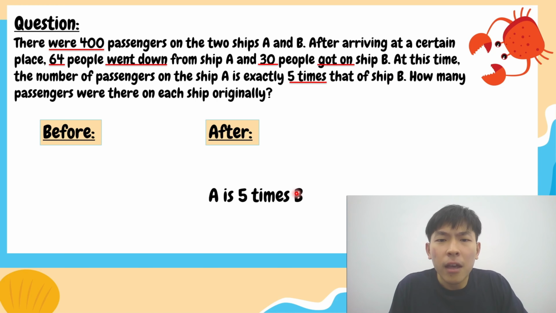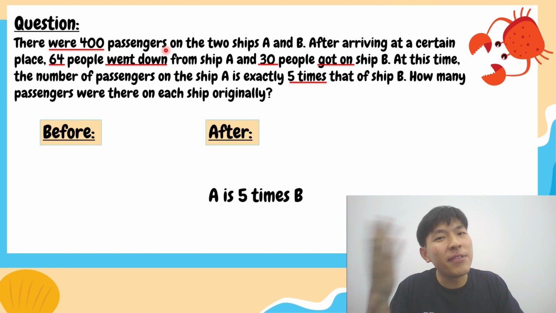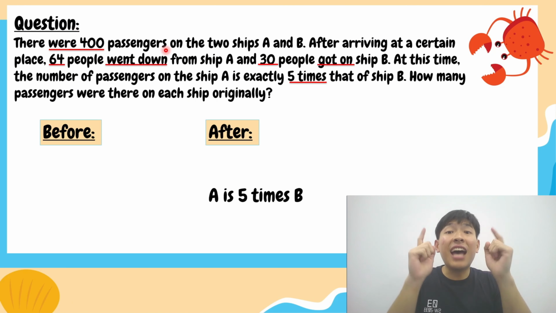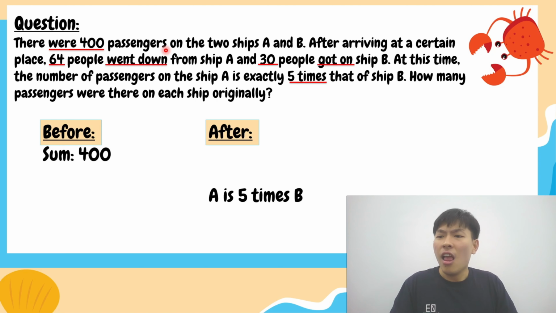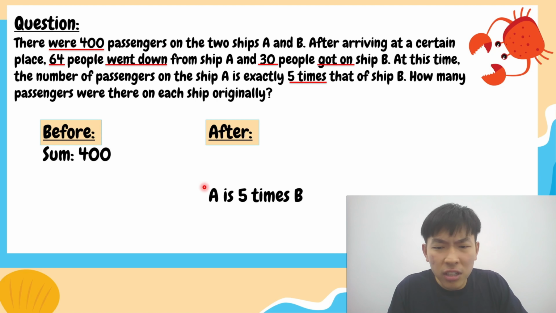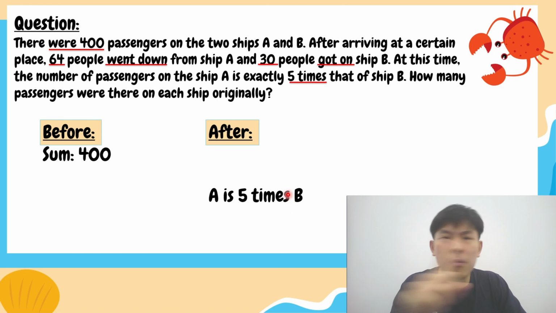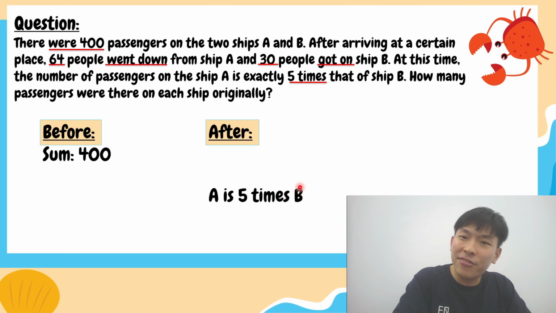So here, now, one question. There were 400 passengers. Is this before or after? It is before. Yes. So this means that A is 5 times B. The sum is not 400. Now, how can we find the sum after the change?